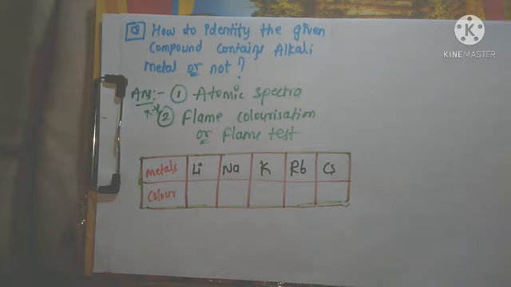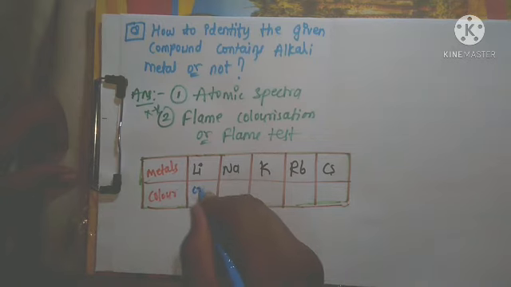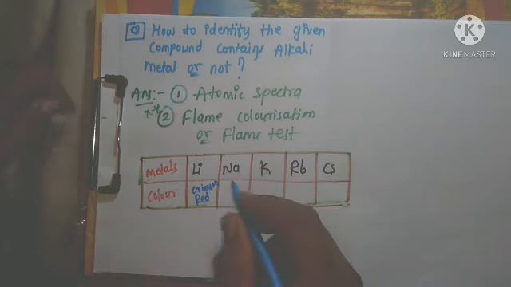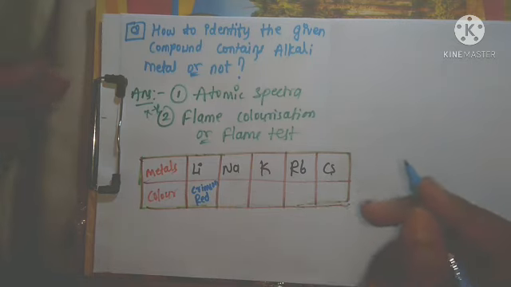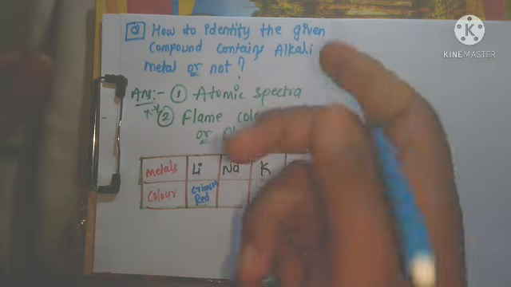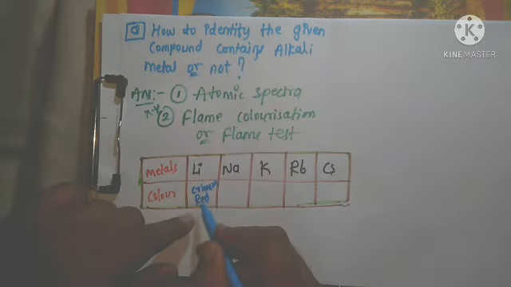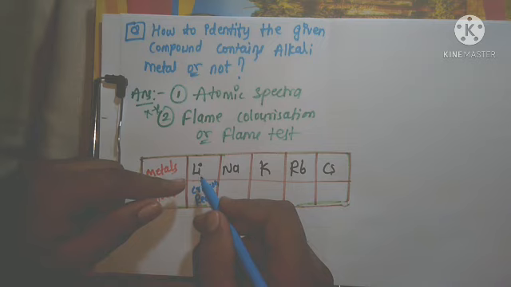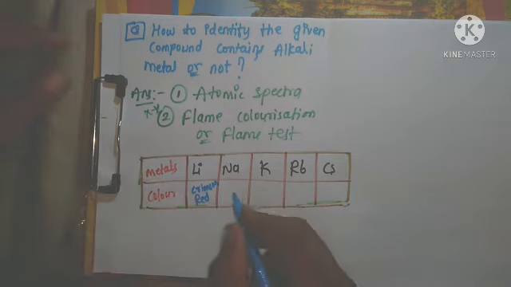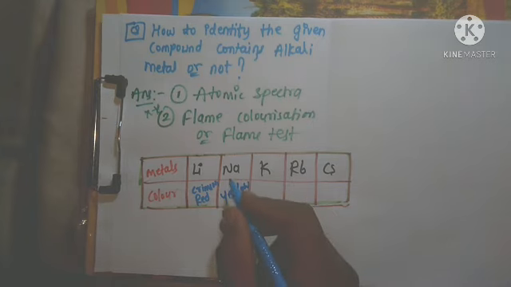Lithium gives a crimson red color, kumkum color. When the given compound contains lithium and you hold that compound on the fire, the color changes to crimson red, kumkum color. Then we can say that the given compound contains lithium. When it changes to yellow, then the compound contains sodium.